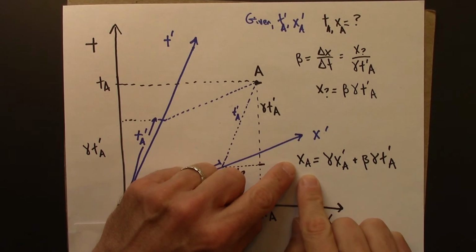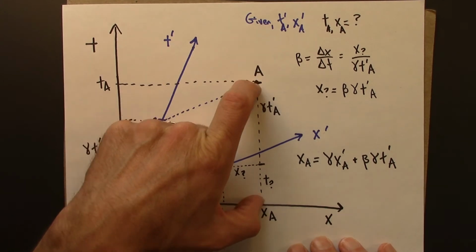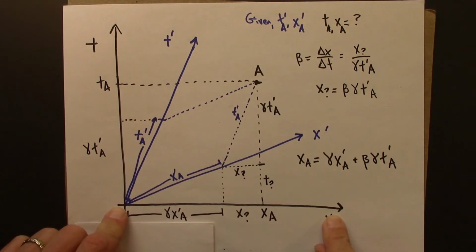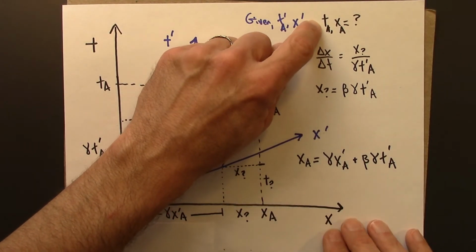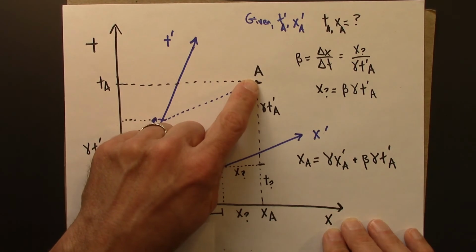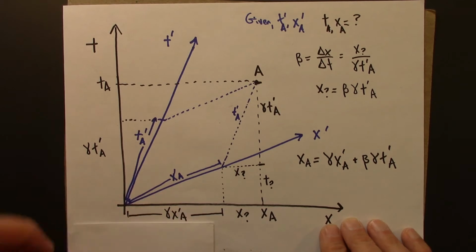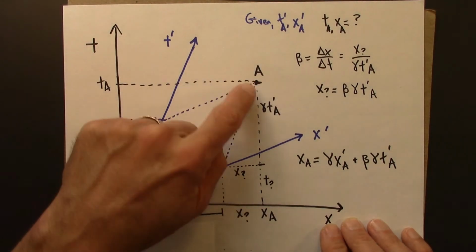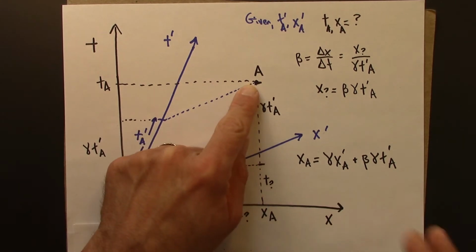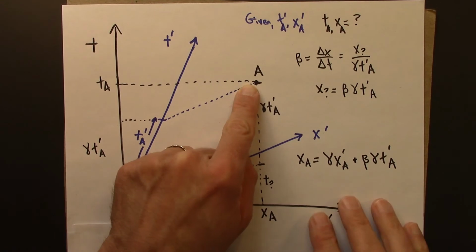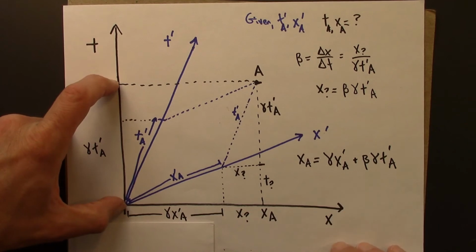So we've figured out a formula for x_A, the spatial coordinate of event A in the at-rest reference frame. What we need to do now is figure out a similar formula for t_A, the time coordinate of event A in the at-rest frame. The good news is we've already done a lot of the work. So here we have this event in spacetime, and if I wanted to read its time coordinate in the unprimed frame, well, I just go over here. So this is the time coordinate that we're after.